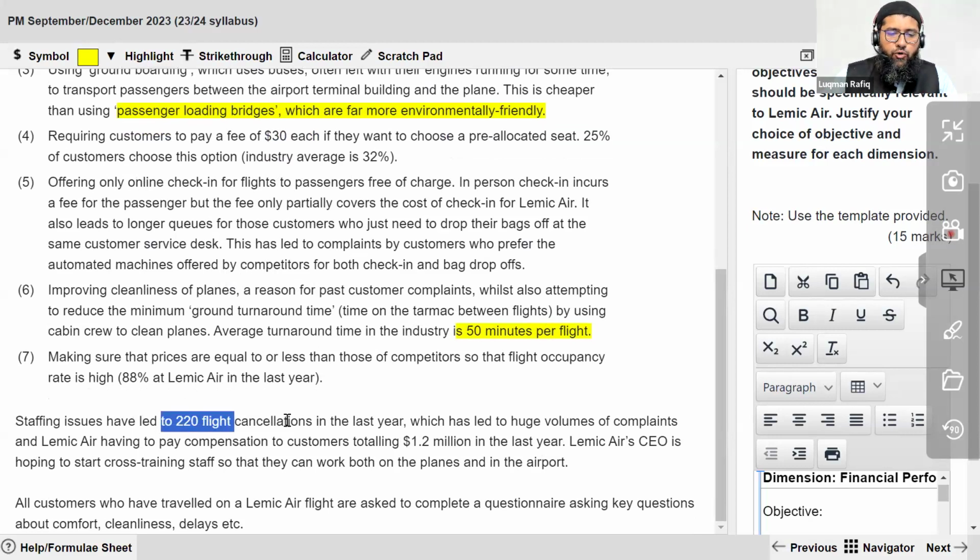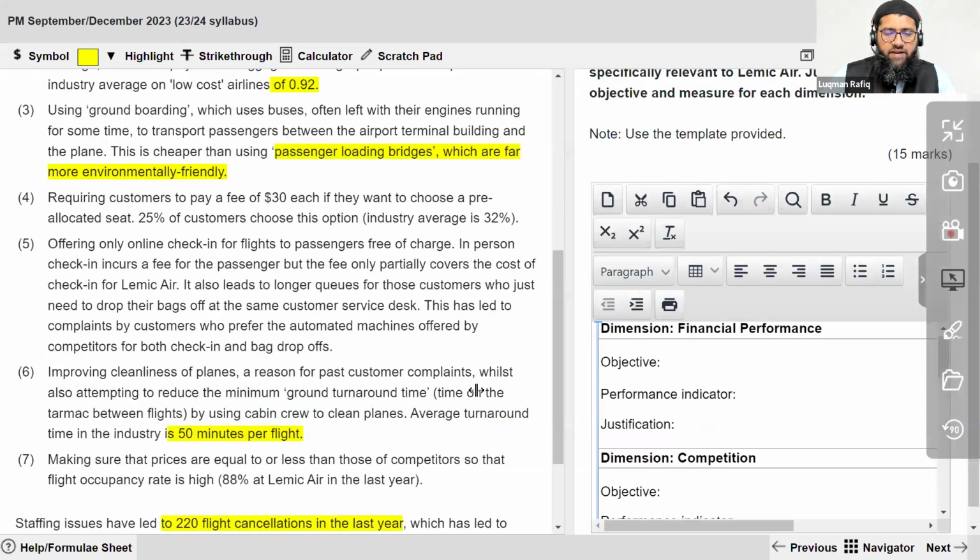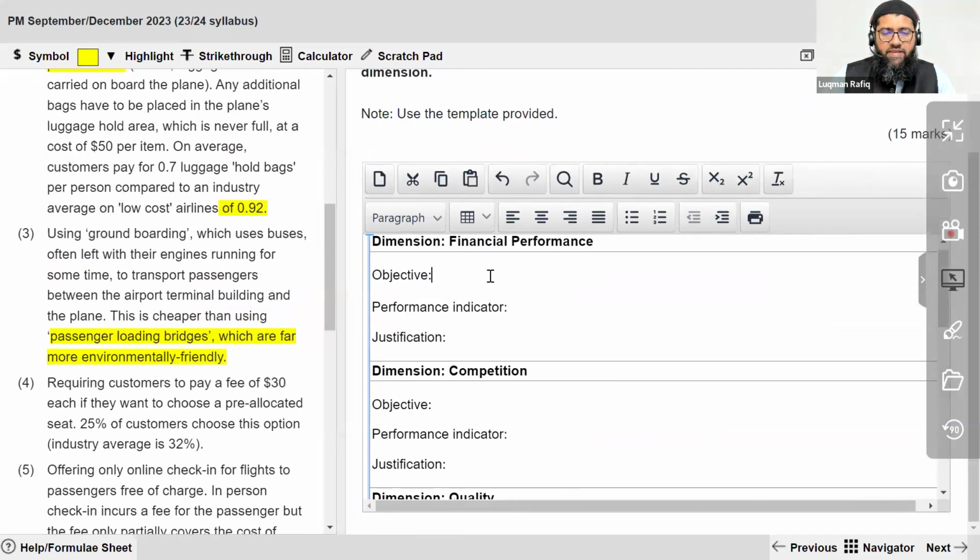Staffing issues have led to 220 flight cancellations in the last year, which has led to huge volumes of complaints and Lemek Air having to pay compensation to customers in the last year. Lemek Air's CEO is hoping to start cross-training staff so that they can work both on planes and in the airport. All customers who have traveled on Lemek Air are asked to complete a questionnaire asking about comfort, cleanliness, delays, etc.